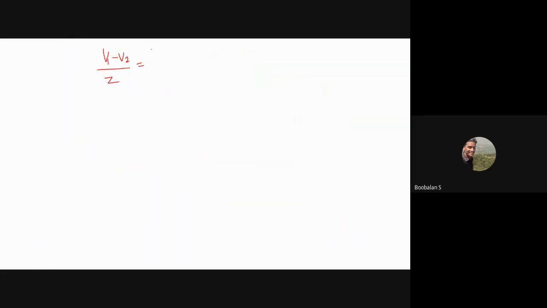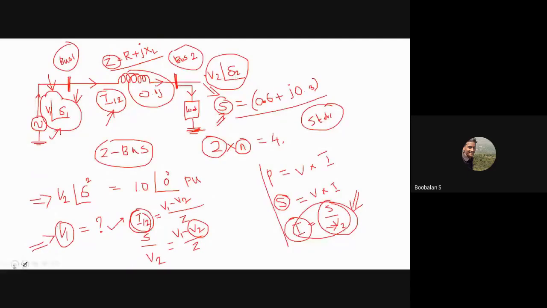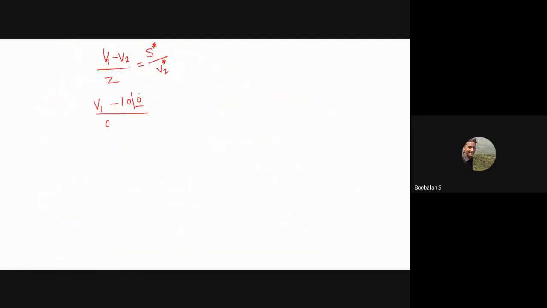So here S is called my receiving end power, that is the load, and we take the load conjugate divided by my V2. Those are conjugated values because of the 1 by. Now substitute: V1 is the unknown value. V2 we just take as 1.0 at an angle of 0 degrees, and Z will be very low, about 0.1 J.